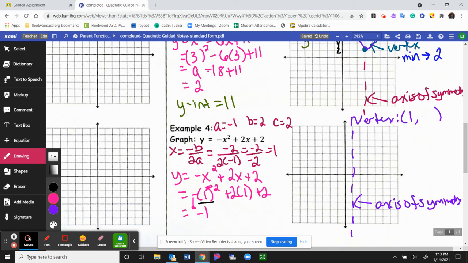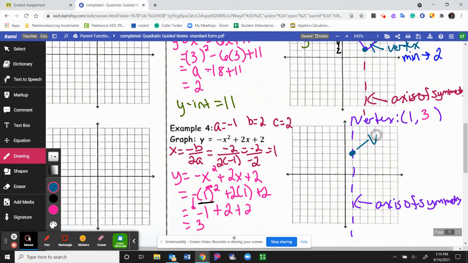Please be careful. You are not taking negative 1 times negative 1. Negative 1 squared, or negative 1 times negative 1, gives you a positive 1. That's not what we're doing. It's 1 times 1, which is 1, then bring the negative down. Keep going here. 2 times 1 is 2, plus 2. So we get our other part of our vertex to be 3. So now I have my vertex being (1, 3).